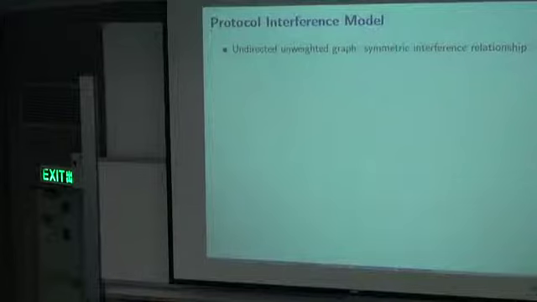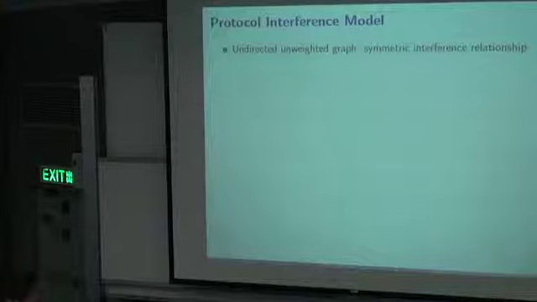So when we talk about wireless, we need to talk about the interference model, right? There are two types of interference model. There's a protocol interference model, and there is an SNR-based physical interference model. Since we are talking about a graph, very naturally we will think about the protocol interference model, because this is indeed a graph-based model.